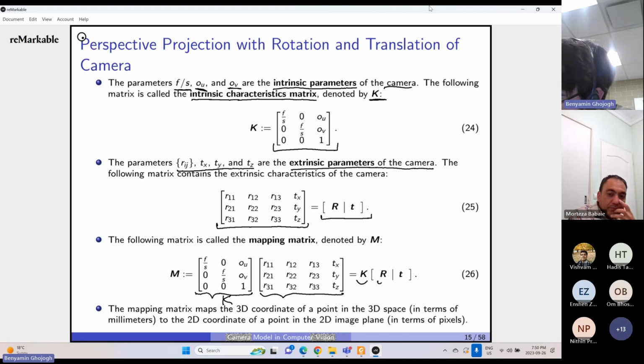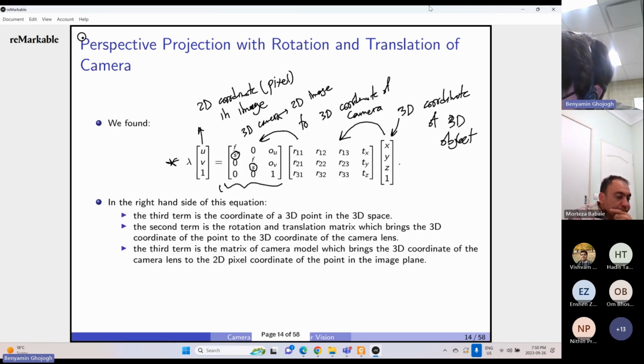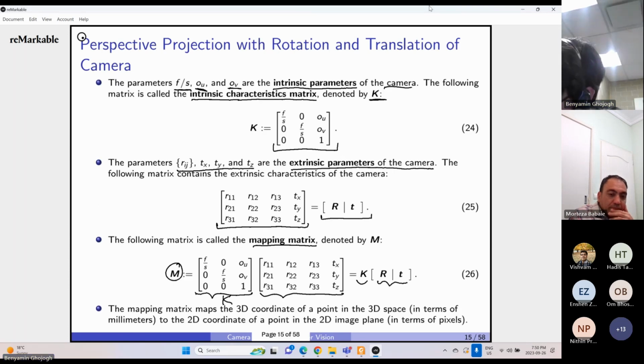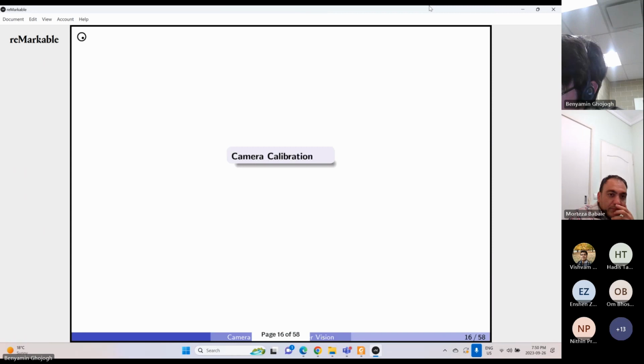The multiplication of K and R and T, we call it the mapping matrix. We denote it by M, M standing for mapping. Why? Because basically this is exactly what we saw here in this equation. This is M. What is it doing? It maps the 3D coordinate of the object to the 2D pixel coordinate in the negative of the camera, right? So this is a mapping matrix. It maps that. Okay. Any questions so far?